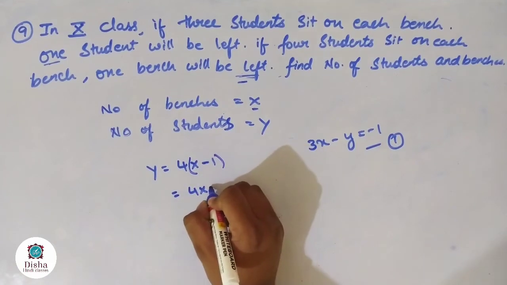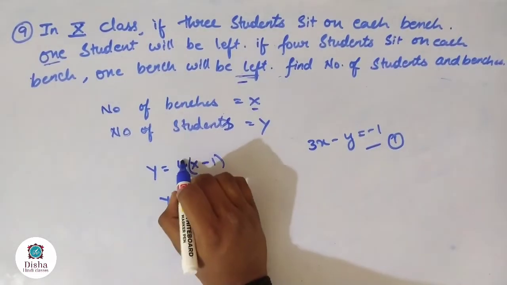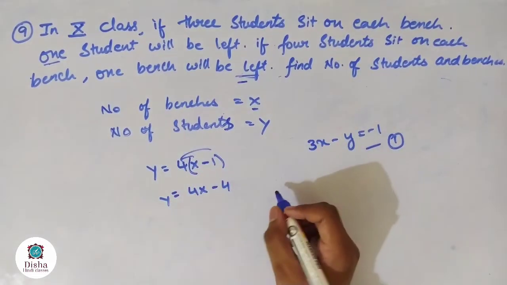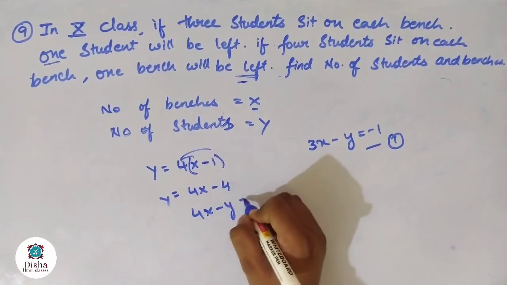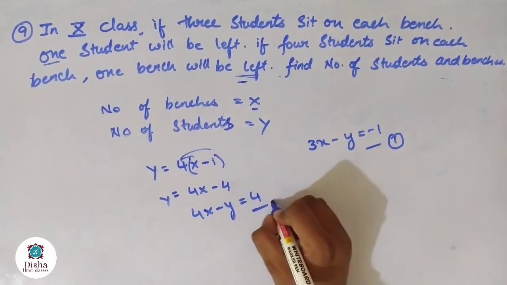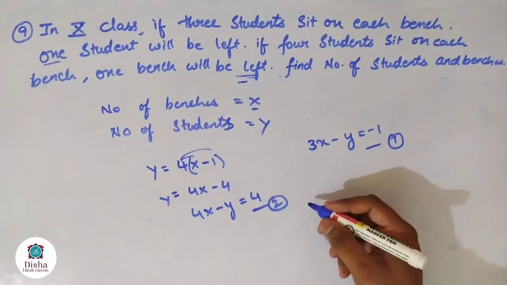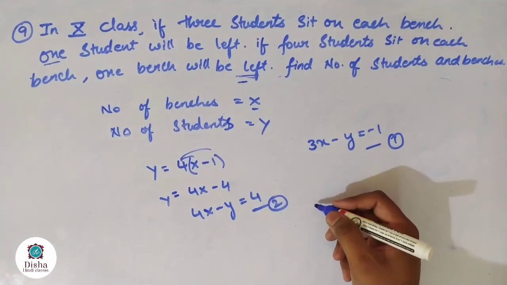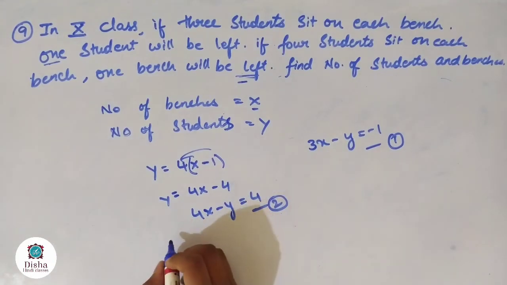So what will be the equation? 4 times (x minus 1) equals y, that is 4x minus 4 equals y. So y will be multiplied into x minus 1. Now 4x minus y equals 4 is the second equation. So now we have to draw the box and find the points. So let us draw the box.